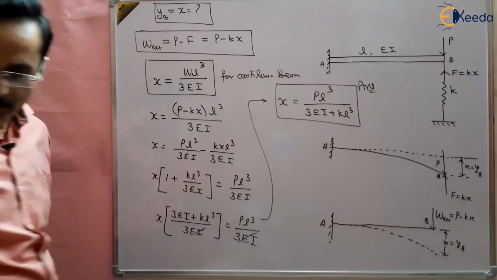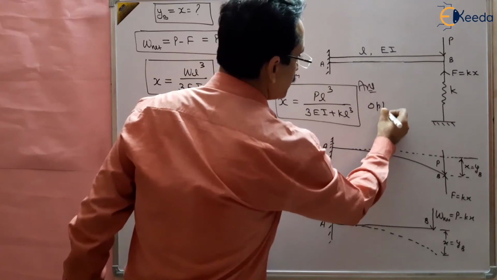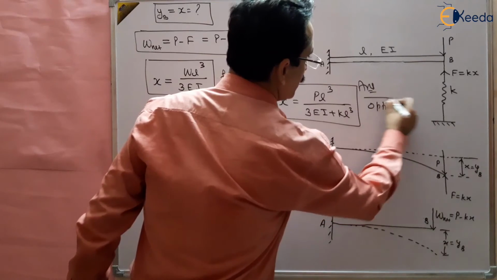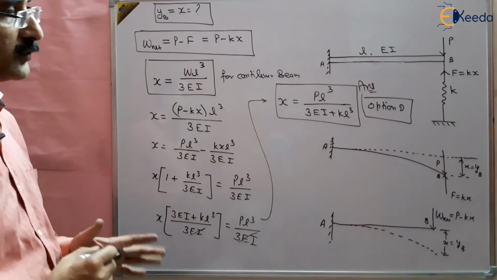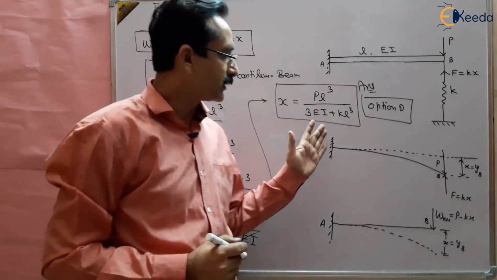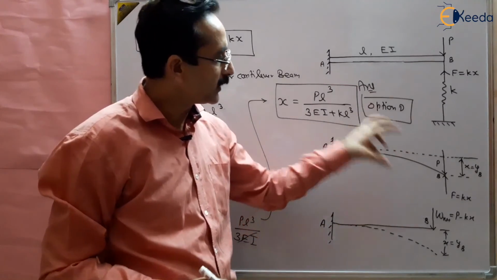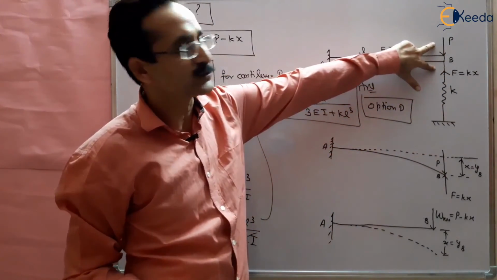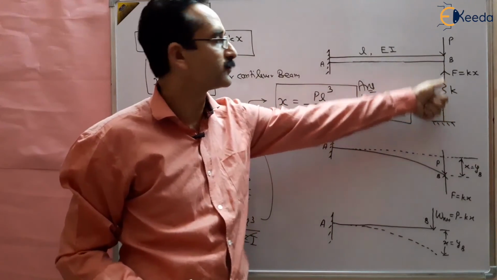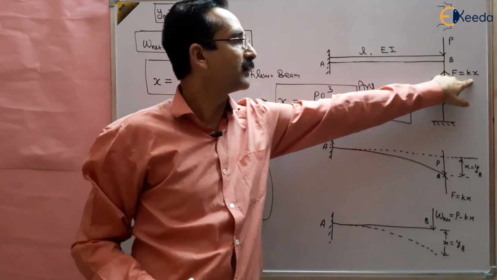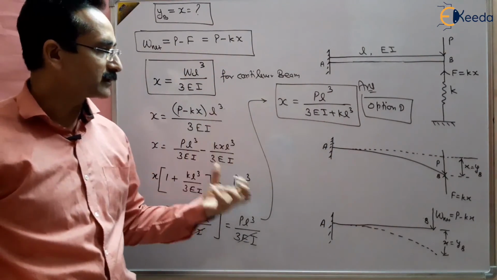So this is option D. Option D is the answer. We have utilized the concept of the deflection at the free end of a cantilever beam, and the net force was the difference of the two forces, the load applied and the resistance of the compression of the spring, that is F equal to Kx. So this is how we can find out the deflection at the free end.